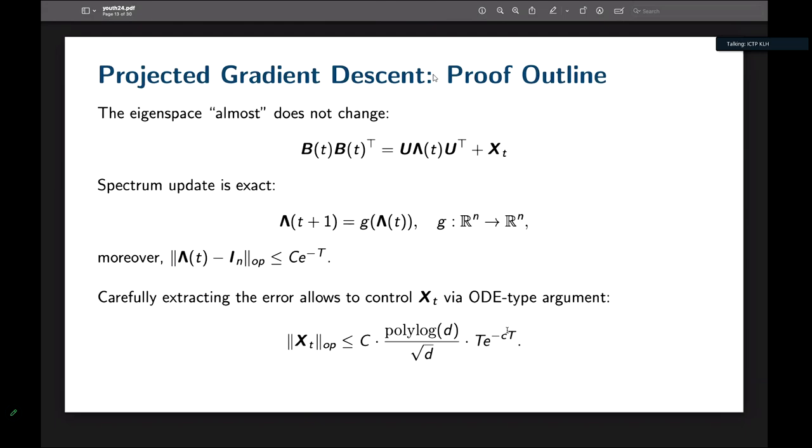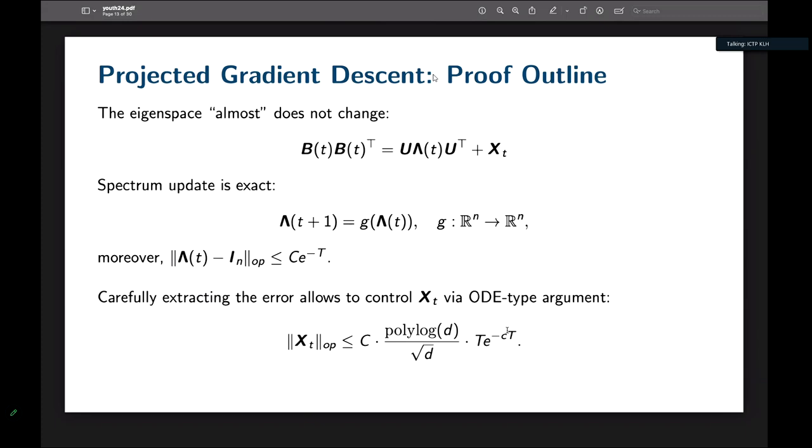Well, now let me give you a brief idea of how the proof works. Since any rotation should work in the minimizer, it's quite natural to think that maybe the rotation at the beginning is already good enough, and the only thing we are doing is optimizing the spectra. So basically, at each iteration, we can decompose our BB transpose as a rotation times the spectrum times the rotation transpose, and this rotation is the same one as at initialization, so for B equal to B at time step zero. And then we carefully subtract this error term x_t at each iteration.